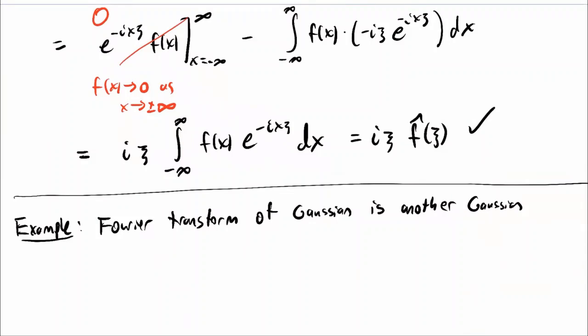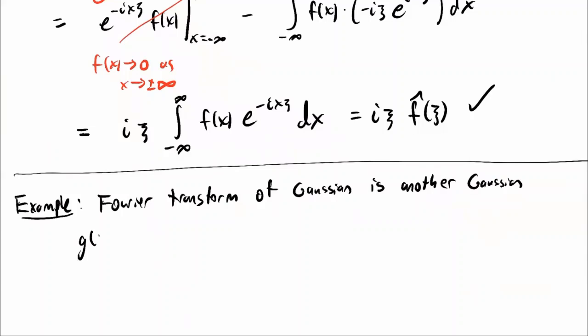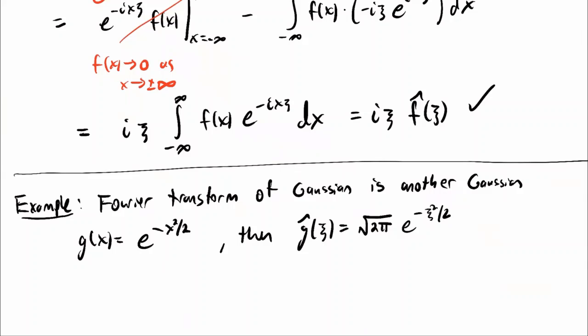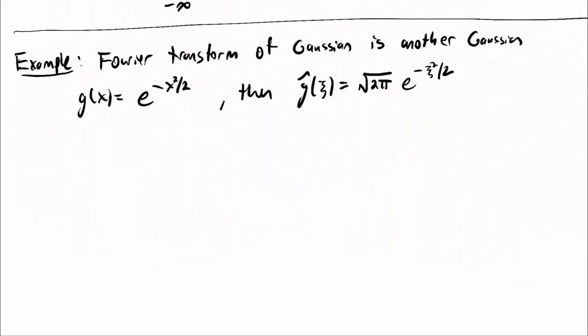In particular, let's suppose that I let g of x equal e to the minus x squared over 2. Then the Fourier transform of g is given by some constant, square root of 2 pi, times another Gaussian, e to the minus c squared over 2. Okay, and so let's prove this.